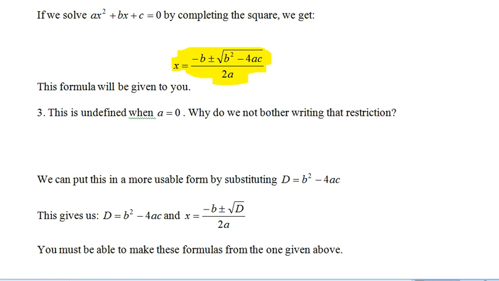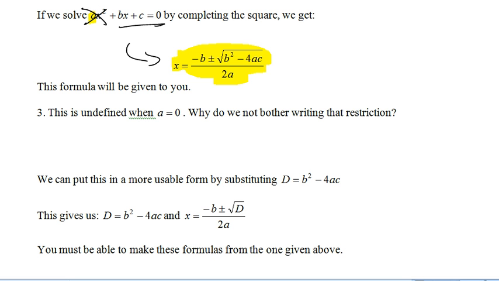Okay, question 3. Notice that this equation is undefined when a equals 0. Why don't we bother writing it? Well, if a was 0, we'd actually just have bx plus c, in which case it'd take us 2 seconds to solve it, and there's no way we'd bother using this equation anyways. So that's why we don't bother writing that description. Okay?